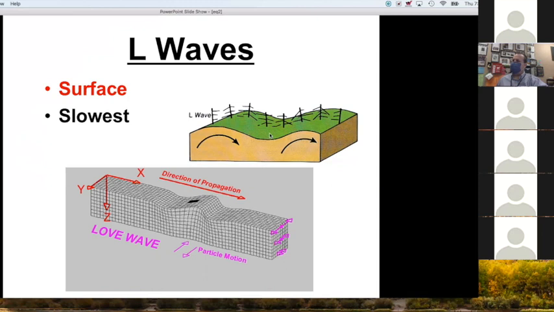The big earthquake in 1964 in Alaska that shook for several minutes, it had an L wave. And that L wave is what broke those buildings apart and moved them several feet up and down. Very rare to have a big L wave like that.